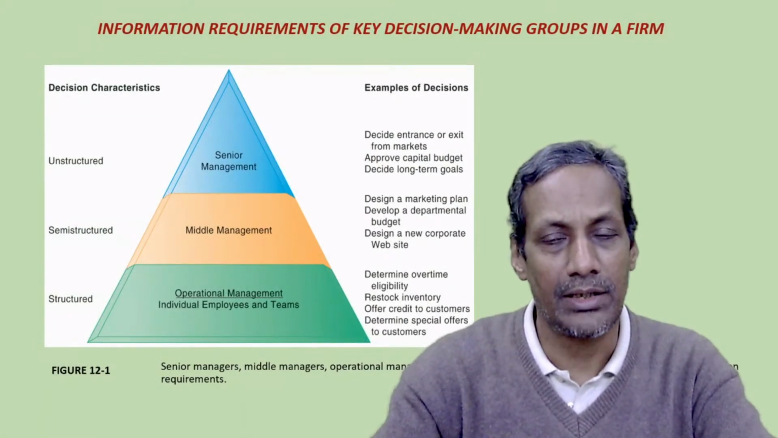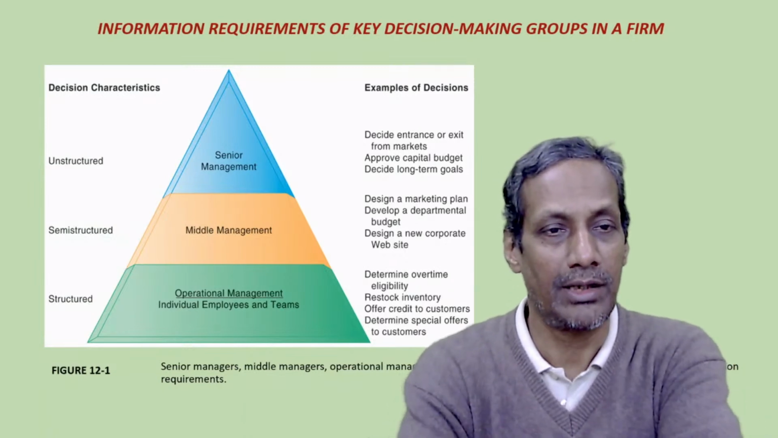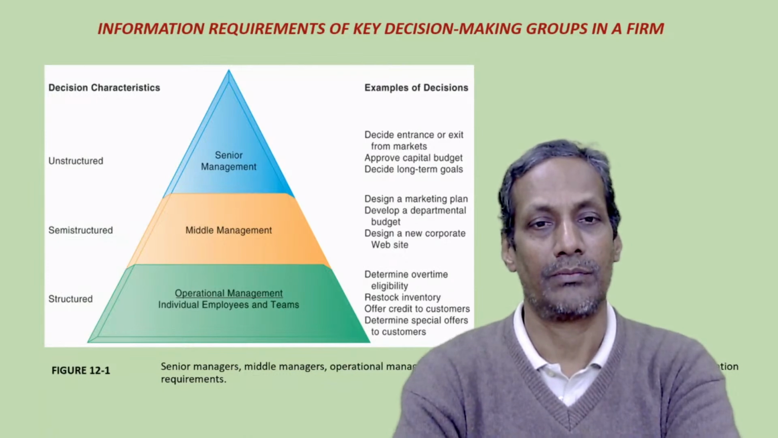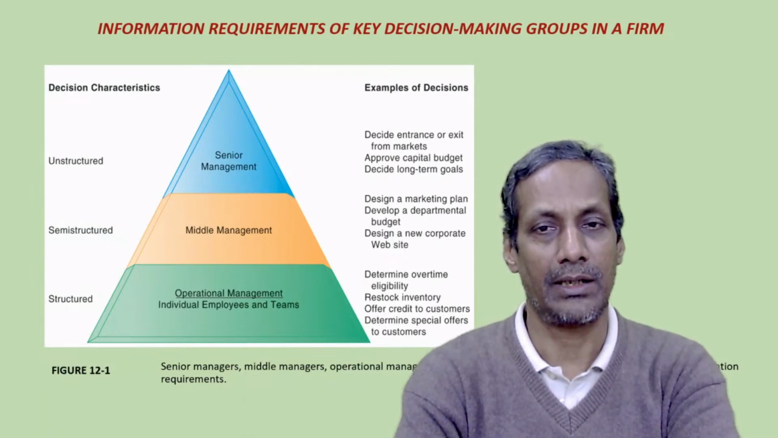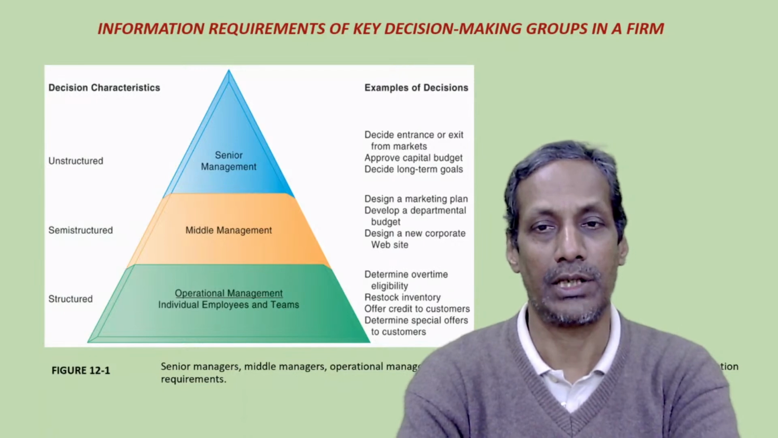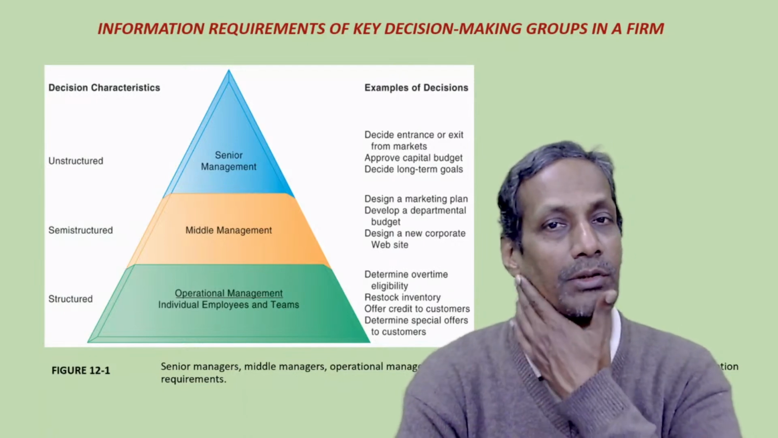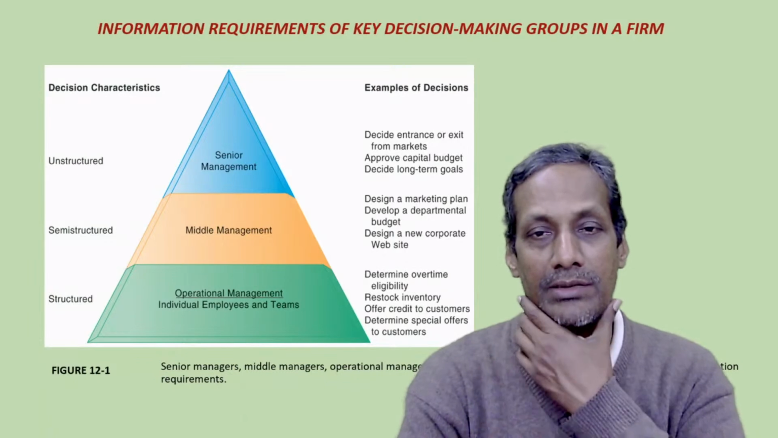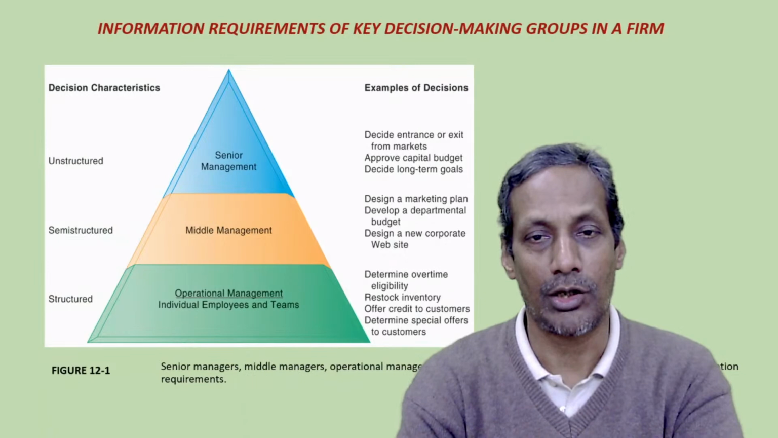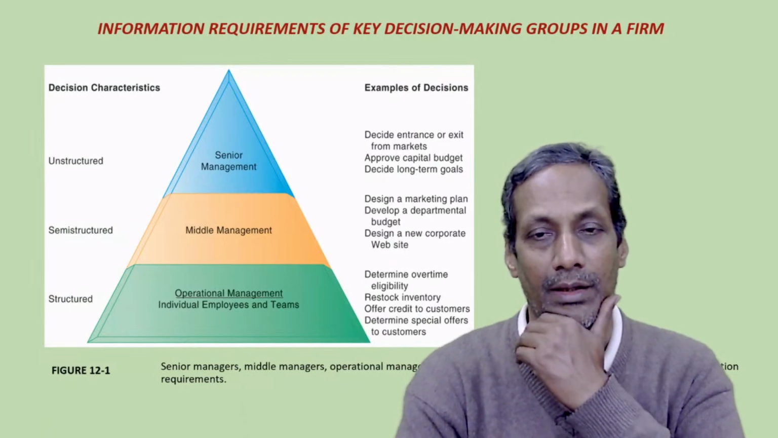This particular slide shows how managers make various kinds of decisions. Managers at the operational level make structured decisions. This kind of decision making is done for a few situations, like if we are trying to determine overtime eligibility for a particular employee, we are making a structured decision. If we would like to restock our inventory, then also we are involved in structured decision making.